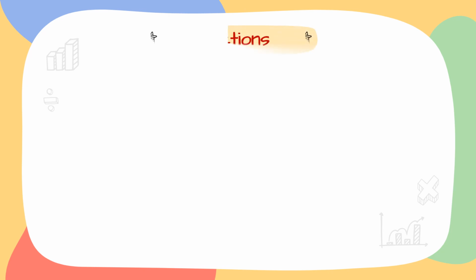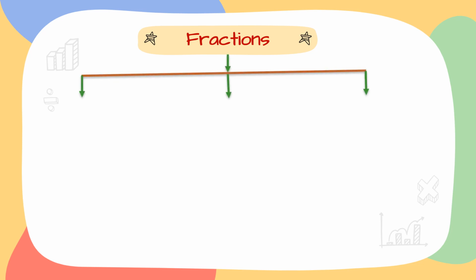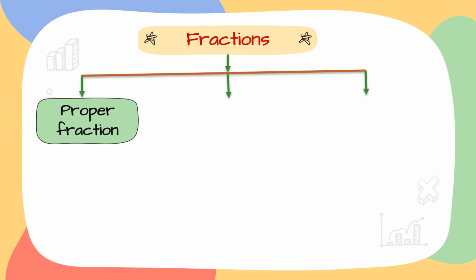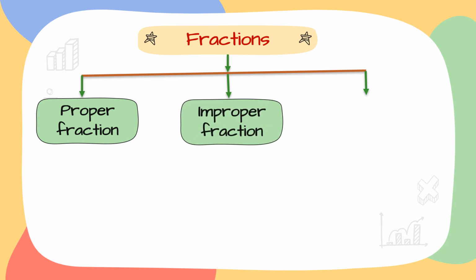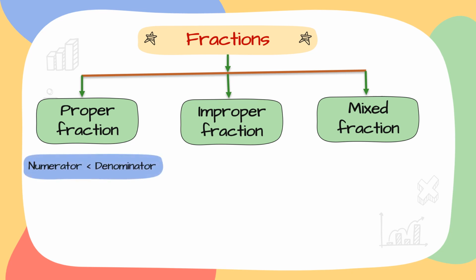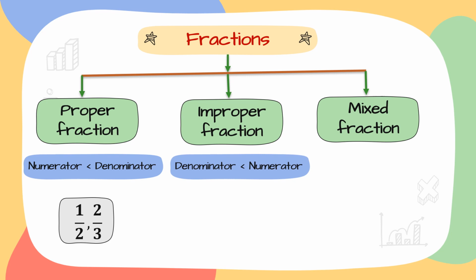Now, let's learn about fractions, which are a part of the rational numbers. Fractions are divided into three categories. They are proper fractions, improper fractions, and mixed fractions. In a proper fraction, the numerator is smaller than the denominator. For example, 1 by 2, 2 by 3, and many more. In an improper fraction, the denominator is smaller than the numerator. For example, 5 by 2, 6 by 5, and many more.